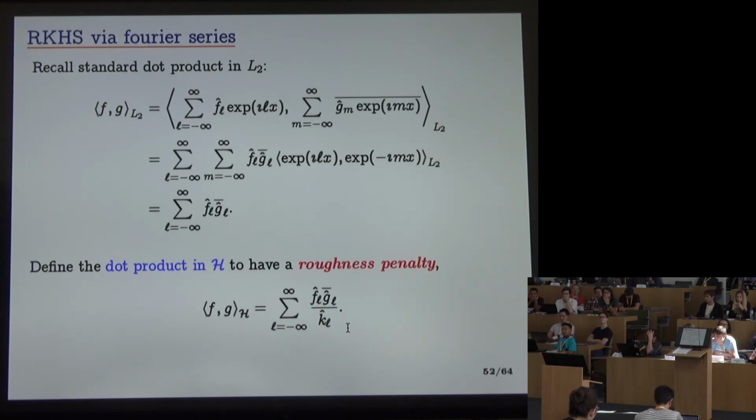I've written these two down on this slide so that you can tell the difference. This is the standard dot product you would use if you have a Fourier representation. This dot product here is the dot product that I'm getting when I'm constructing a reproducing kernel Hilbert space using the kernel with coefficients k hat. I just want you to look at the difference between these two. Now this dot product here has a very particular property, which is that it's a smoothness enforcing dot product, unlike this case here.